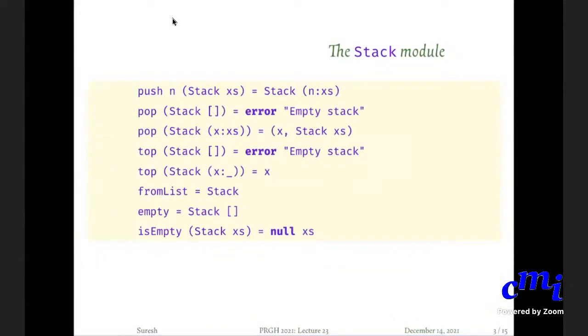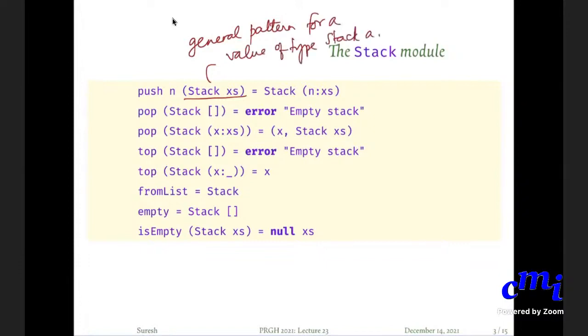Here are the implementations. If you want to push an element n on the stack, this is the pattern that denotes a stack. This is the general pattern for a value of type Stack. So your stack input is of the form Stack xs. You form a new stack by saying Stack (n : xs). And then if you want to pop from the empty stack, you will return an error saying empty stack.